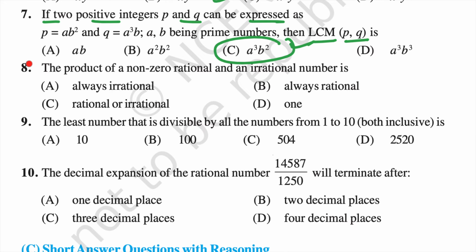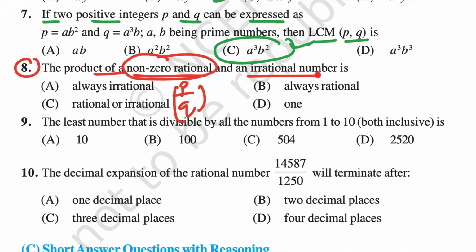Now we have question number 8. The product of a non-zero rational number. Non-zero means they are not zero. If it were zero, then the answer would always be 0, because multiplying any number with 0 will always give you 0. So a non-zero rational number of the form p by q is there, and you are multiplying it with an irrational number. So what type of number will you get? You will always get an irrational number.